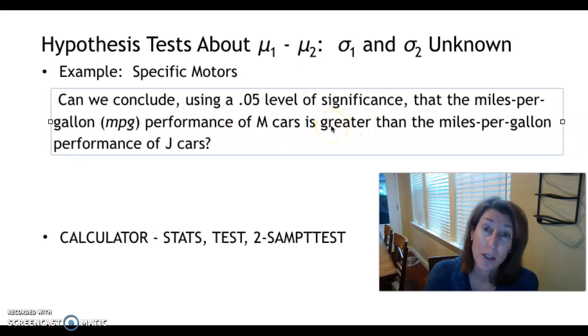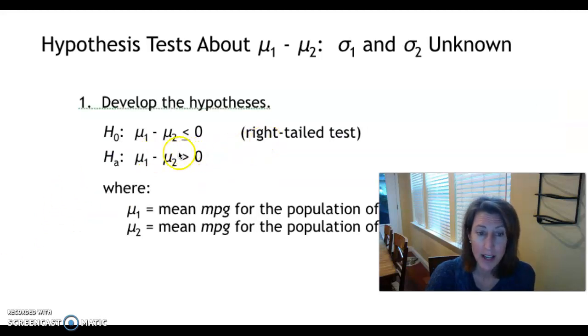With the greater, we know it's not going to be a 2-tailed test. The greater is going to go in our alternative hypothesis. So we're going to be doing a right-tailed test when we enter everything into our calculator. Here we go, right-tailed test. The average of population 1 minus population 2 is greater than 0. That's our alternative. The default is the opposite.